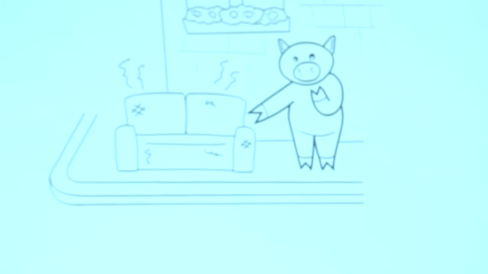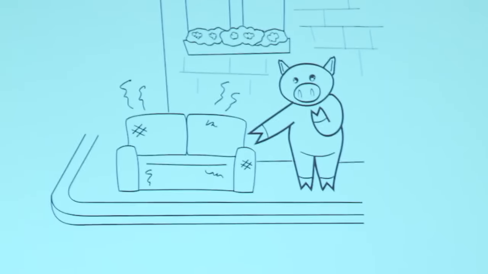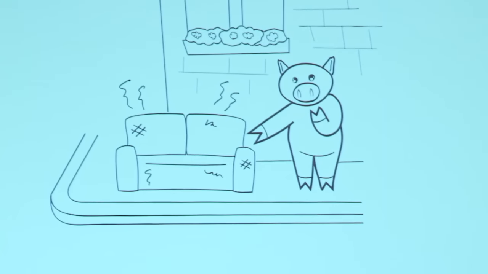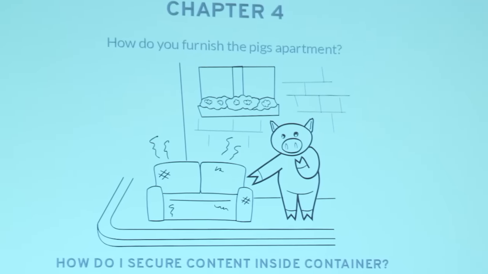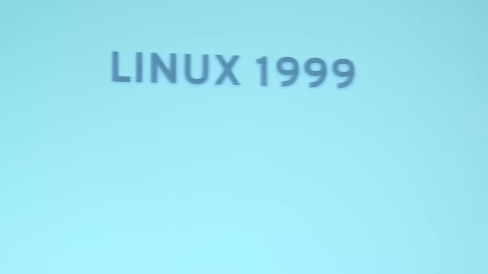Chapter 4. Where do the pigs get their furniture? How do I secure the content inside of my container?